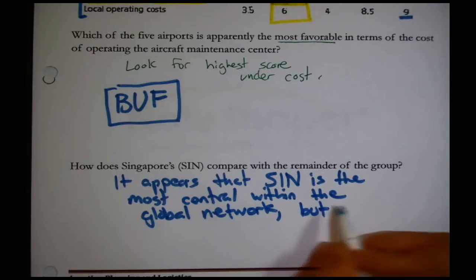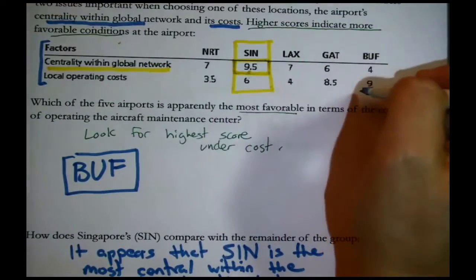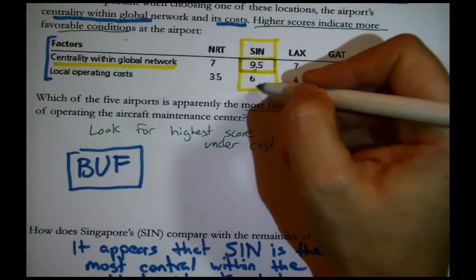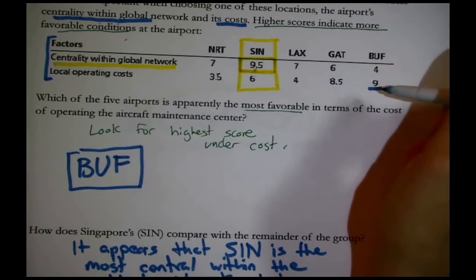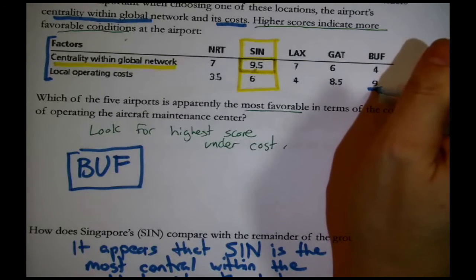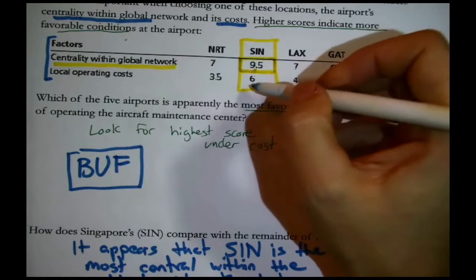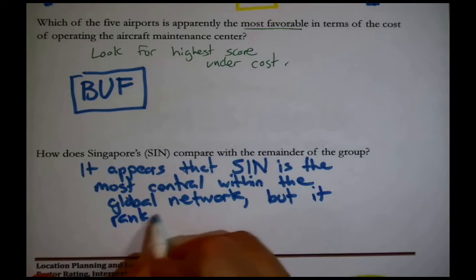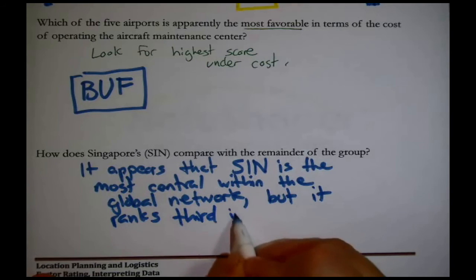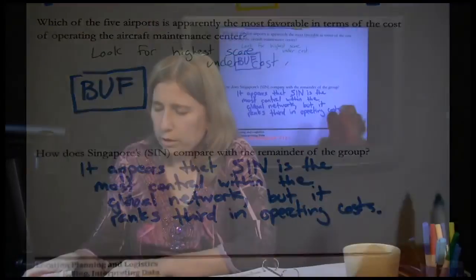But I'm looking at the second row here. I want to make a comment on interpreting the data, but it doesn't have the lowest operating cost because it doesn't have the highest score here. It has a score of 6. Okay, so essentially, Buffalo was the best, BUF. London's Gatwick Airport was right behind with 8.5. Then comes Singapore's Changi Airport. So it ranks 3rd in operating costs. There. That is a reasonable interpretation of the data.